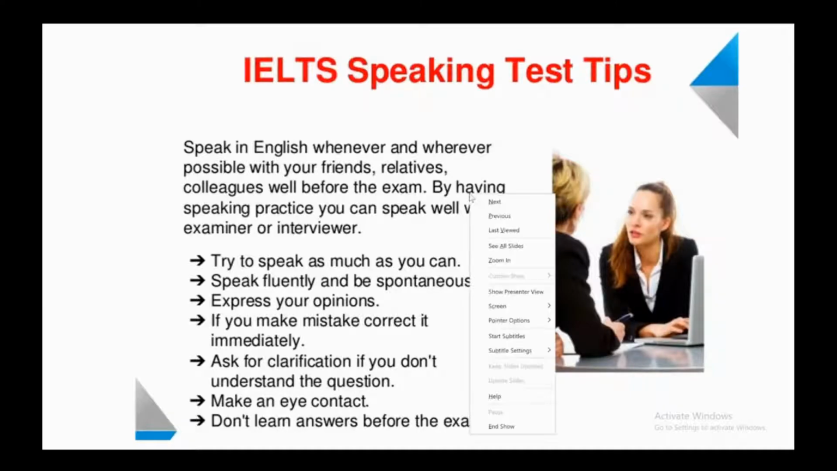By having speaking practice, you can speak well with the examiner or interviewer. Try to speak as much as you can. Speak fluently and spontaneously. Express your opinions. If you make a mistake, correct it immediately. Ask for clarification if you don't understand the question.